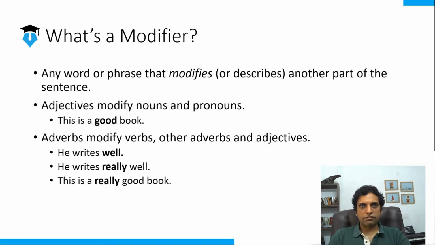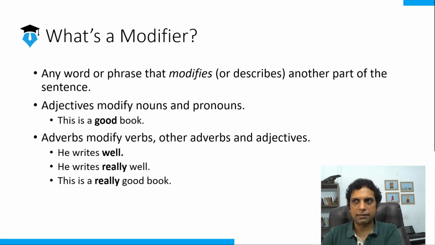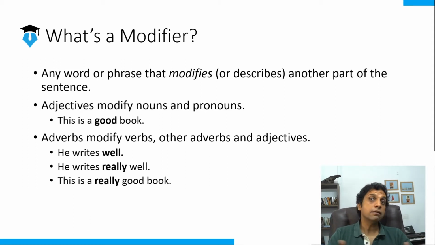Adverbs are also modifiers in a way. Adverbs modify verbs, they modify other adverbs, and they modify adjectives. That sounds complicated. Let's take examples. So you could say he writes, subject and verb. That's a perfectly valid sentence. How does he write? He writes well. The word well here is describing the act of writing. It's an adverb that is modifying the verb writes.